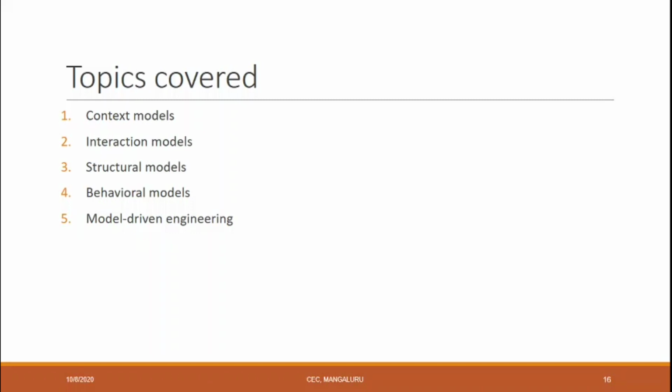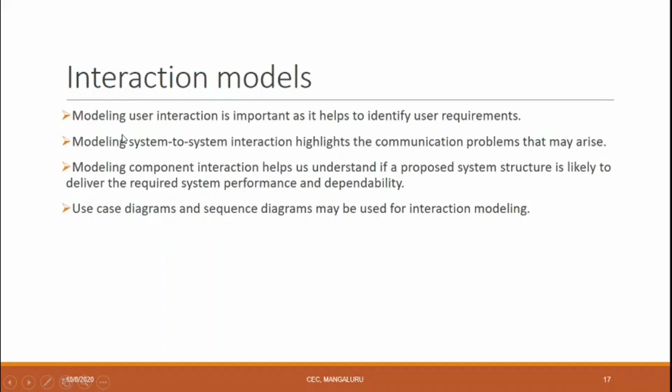So in this video session, we will see about the interaction models, and the topics covered in these chapters are structural model, behavioral model, and model driven engineering. But now we will see about the interaction model, and why interaction model is important. Modeling user interaction is important as it helps to identify the user requirements. Here also we are identifying the user requirements of the system.